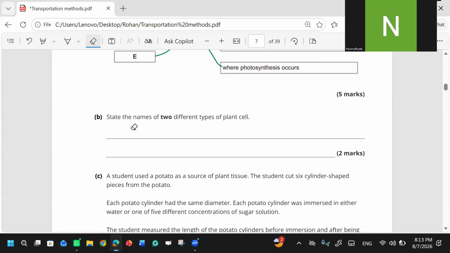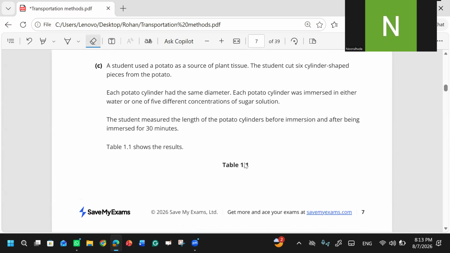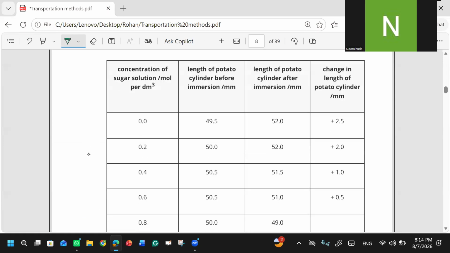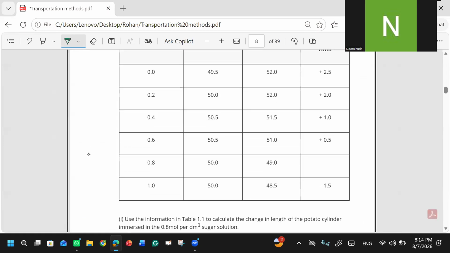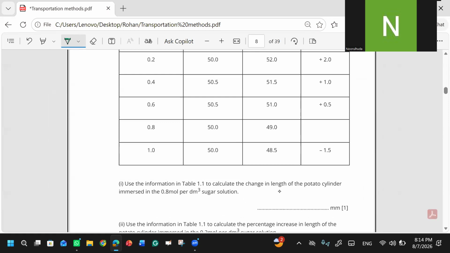Next, a student used a potato as a source of plant tissue. The student cut six cylinder-shaped pieces of the potato. Each potato cylinder has the same diameter. Each was immersed in either water or one of five different concentrations. The student measured the length of the potato cylinder before immersion and after immersion, 30 minutes after that. These are the results. Use the information to calculate the change in length of the potato cylinder immersed in 0.8 molar.